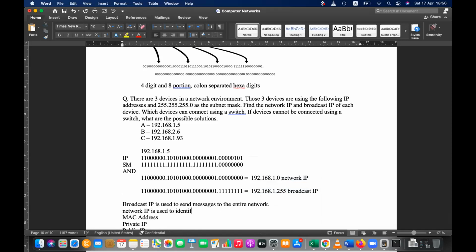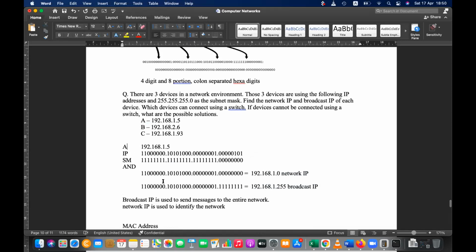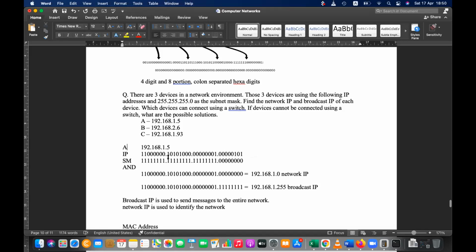Okay, now can you do the same for the others? So now I have done A. This is the IP address of A. Can you do this for B and C and let me know the results quickly? Now you can do this alone because I have already done one. Please do 2 and 3 quickly and tell me the values for 2 and 3.